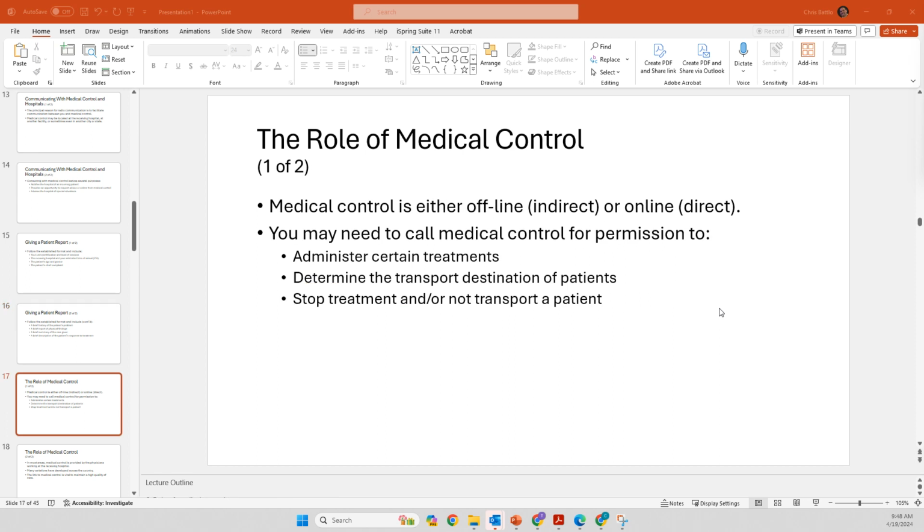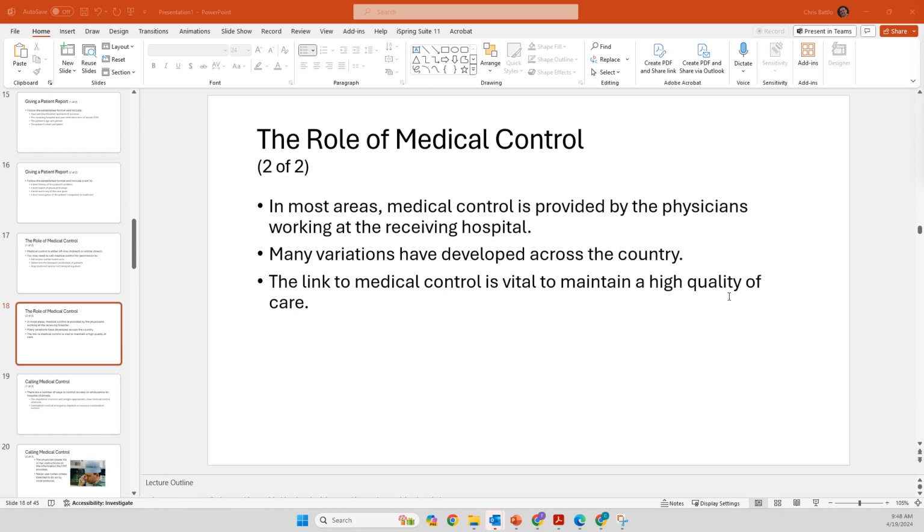Role of medical control, again, offline, online. They may tell you to administer something, or to withhold something. They may tell you not to come here because this patient needs to go somewhere else for a certain reason. All these things come out of contacting and staying in touch with your medical command or medical control.